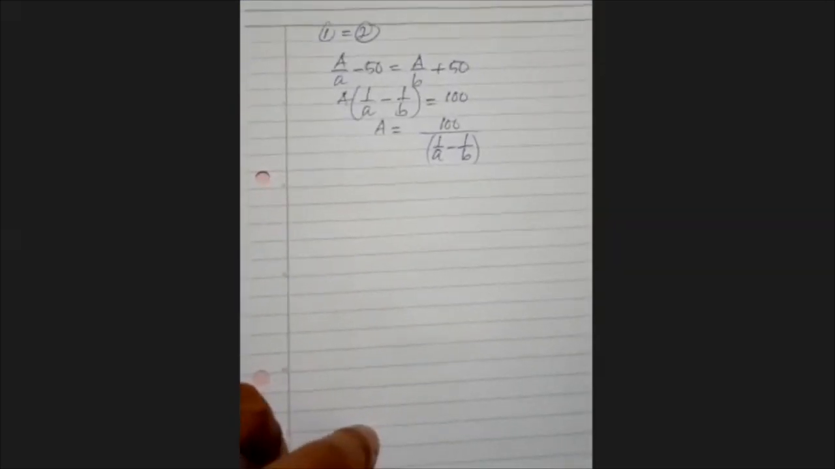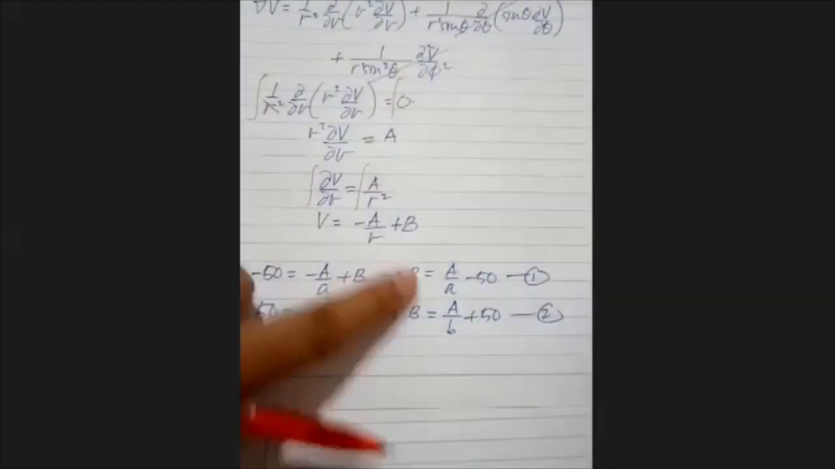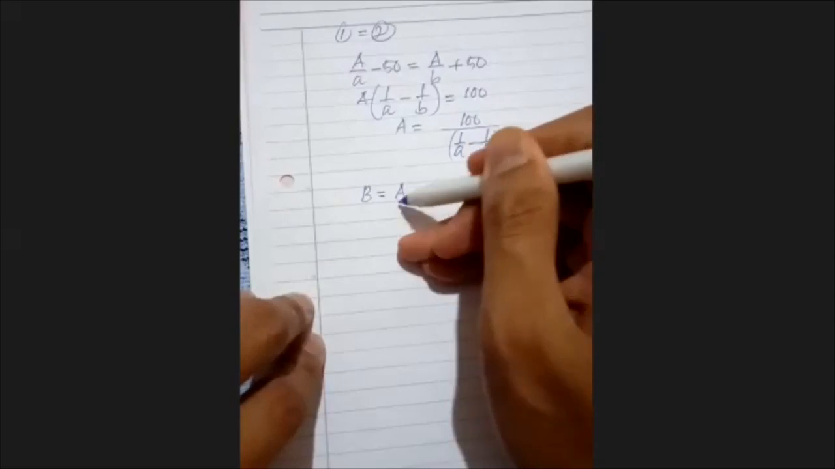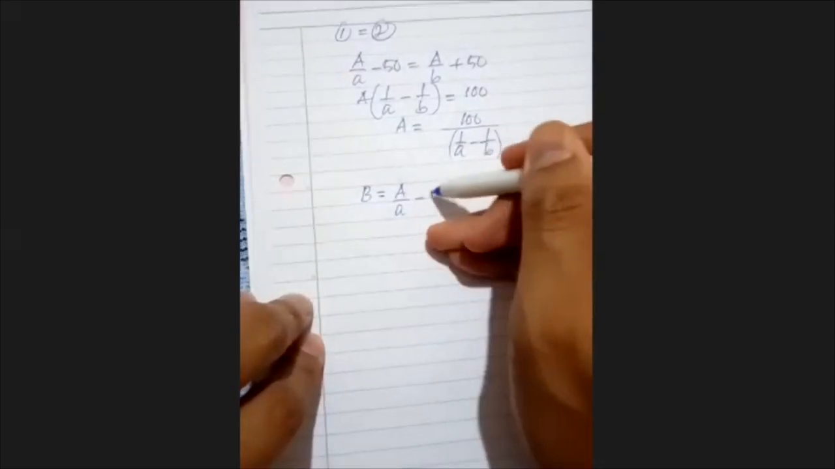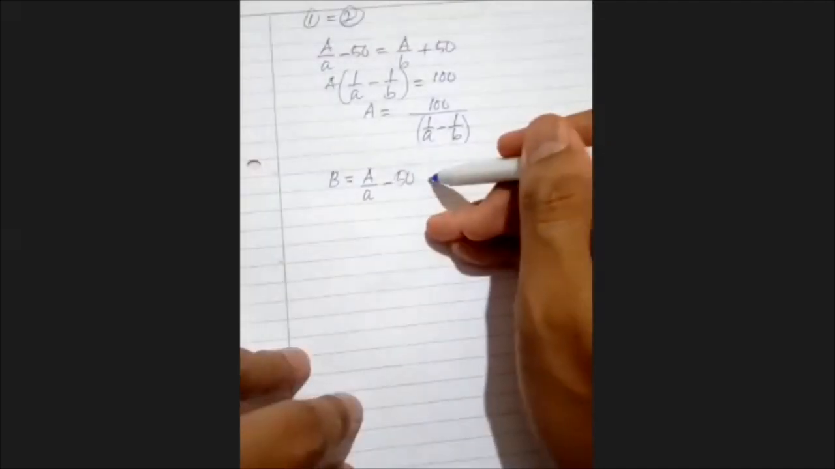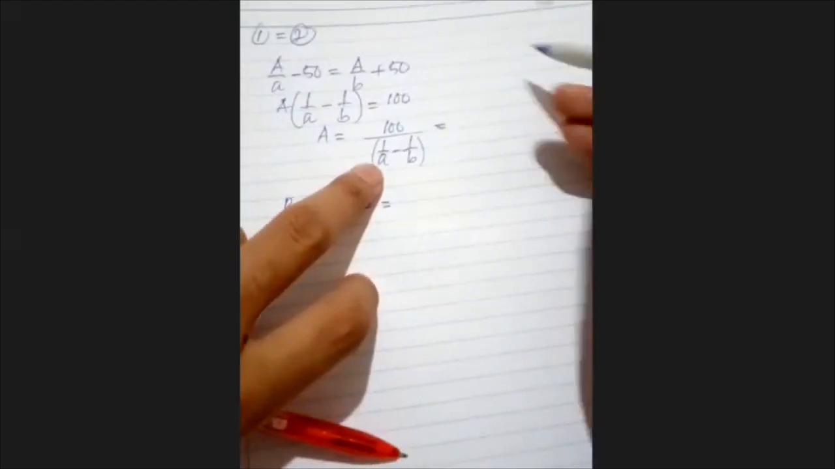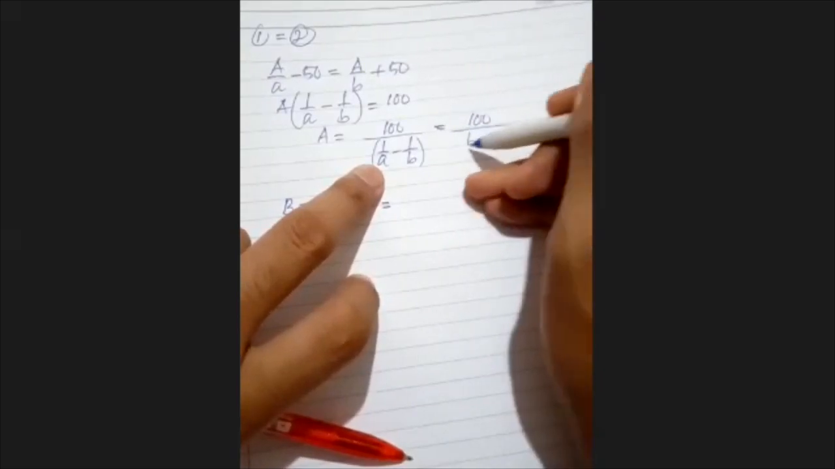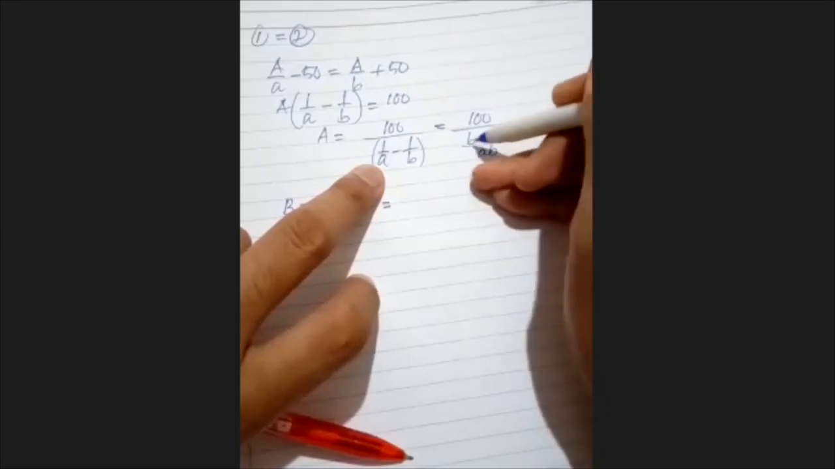Right? Yes. So now finding the b using any equations previously shown here, you can find the b from any equations, the first or second, right? So the b is equal to a over small a minus 50. So put the a value inside here. If you want to simplify, also can. So how to simplify this equation? Simplify. So you have your 100 over b minus a over ab, isn't it?